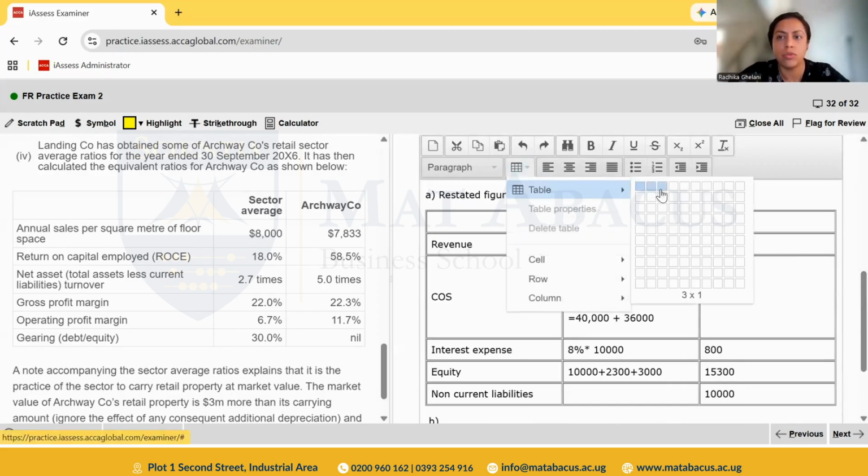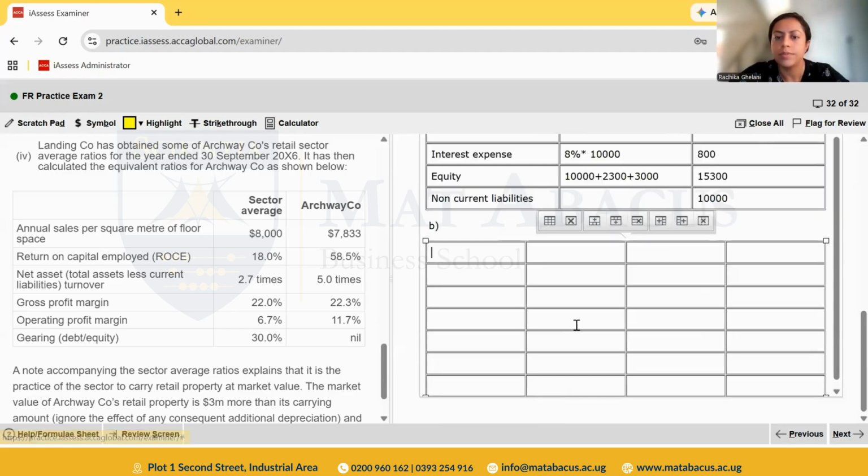1, 2, 3, 4. How many do we need? 1, 2, 3, 4, 5, 6, 7. So 4 by 7. Okay. So Archway original figures, Archway adjusted, which we're going to do, and sector average.